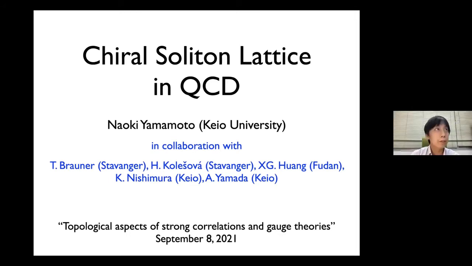Today, I'm going to tell you about this subject, chiral soliton lattice in QCD. I slightly changed my title, but the contents are the same. The chiral soliton lattice is a novel crystalline structure which carries topological charge in the ground state. This kind of ground state is known to appear in condensed matter systems, such as magnets and liquid crystals. In this talk, I will show you that the chiral soliton lattice also appears in QCD under extreme conditions. So our result will provide a new universality between QCD and condensed matter physics.